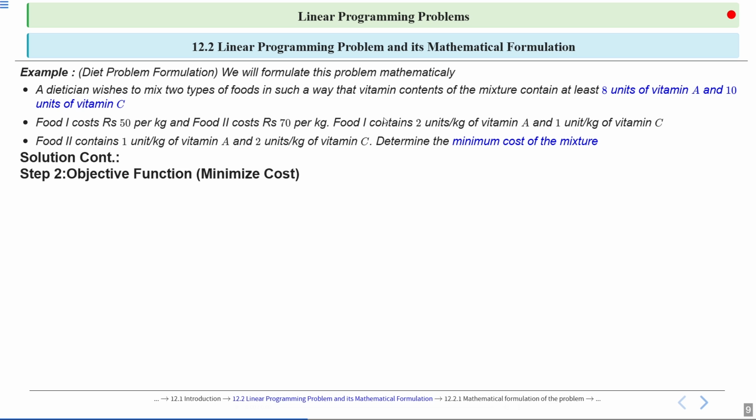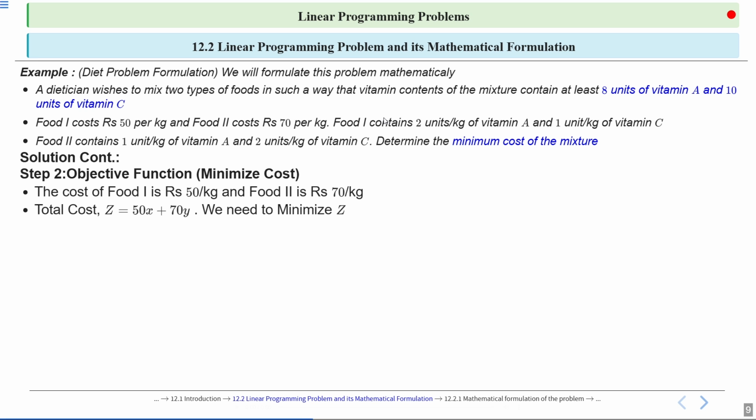Now, step 2 involves identifying the objective function, which is to minimize cost. The cost of food 1 is 50 rupees per kg and food 2 costs 70 rupees per kg. So the total cost z equals 50 times x plus 70 times y. So we need to minimize z.